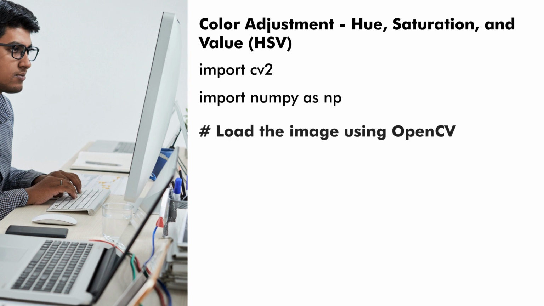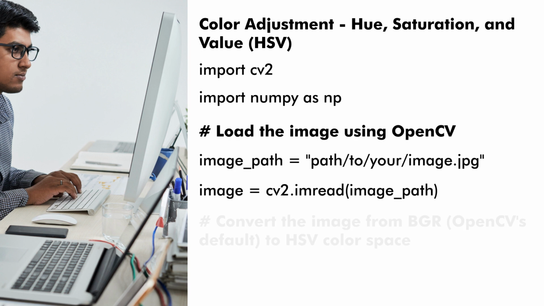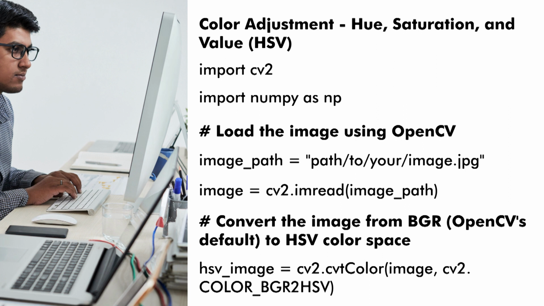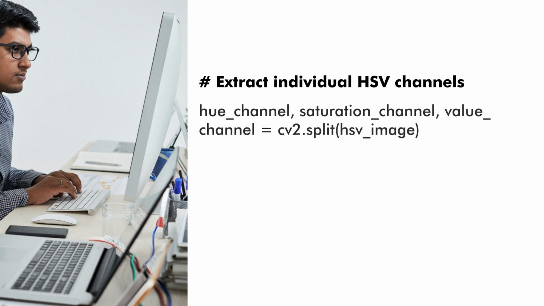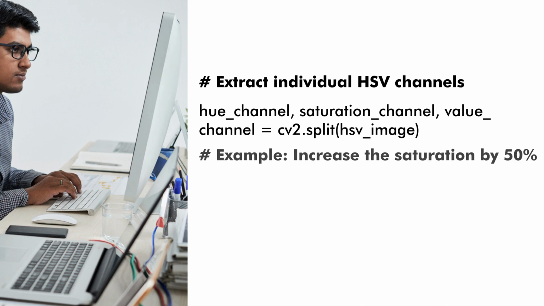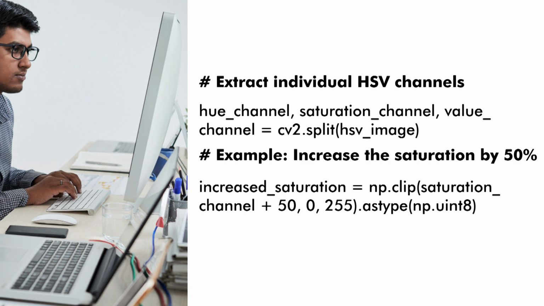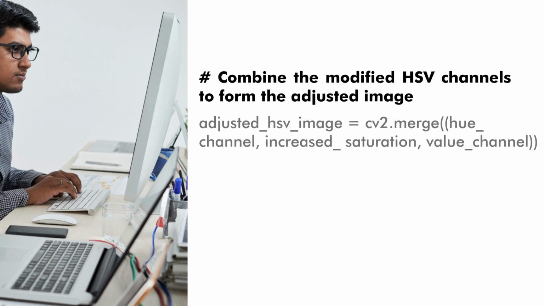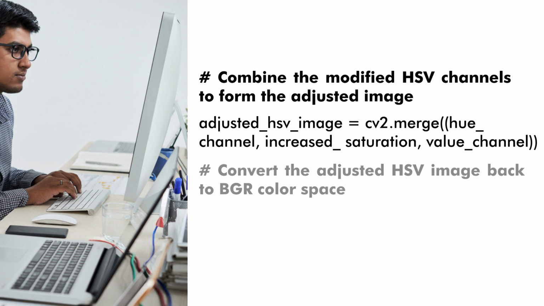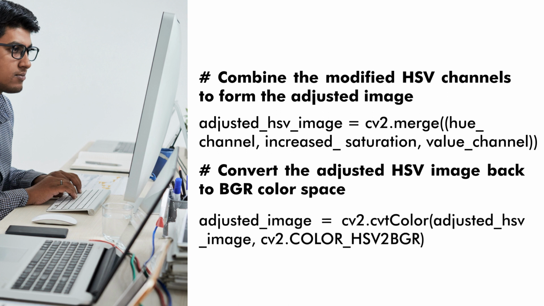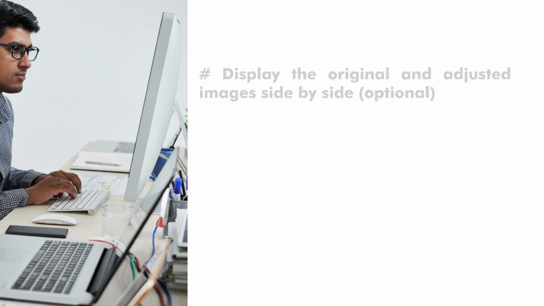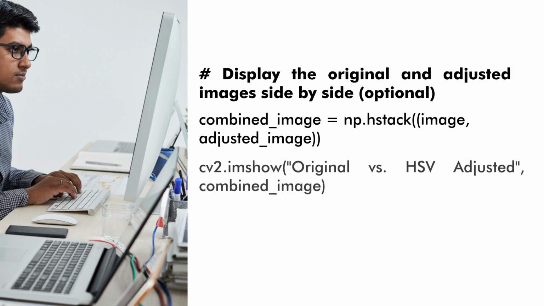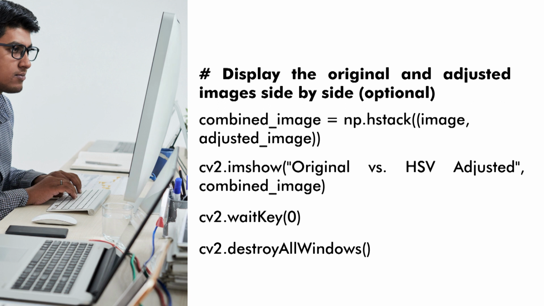Here again we have to import the libraries, then load the image, then convert the image from RGB to HSV color space, then we have to extract individual HSV channels, then again we have to give the saturation point and calculate the image value. Then combine the modified HSV channels to form the adjusted image, then convert that adjusted HSV image back to BGR color space and display the original and adjusted image side by side, that is optional.